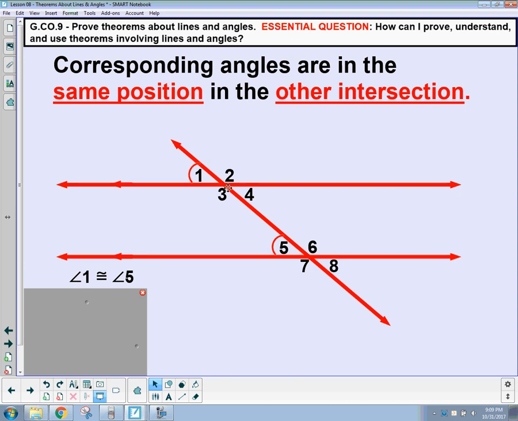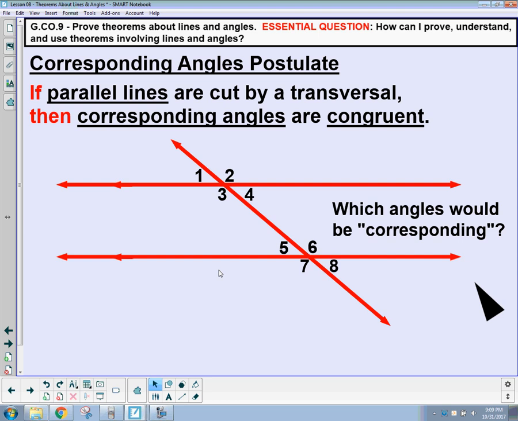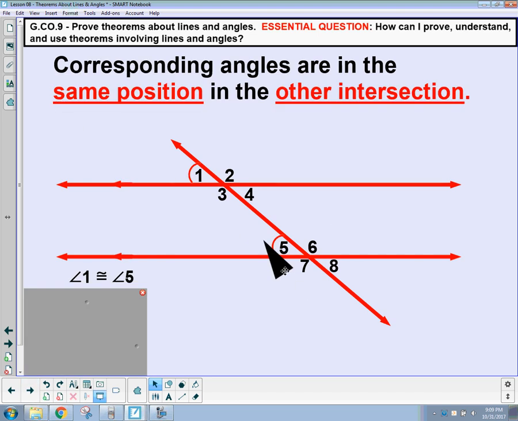So as you can see, we have angle 1 and 5. Notice they're in the same position. So, what are some other ones? Good. 2 and 6. 3 and 7. 4 and 8. Good job.